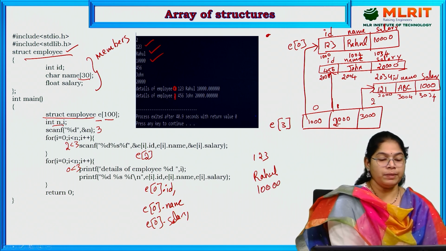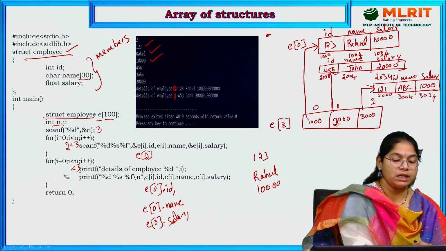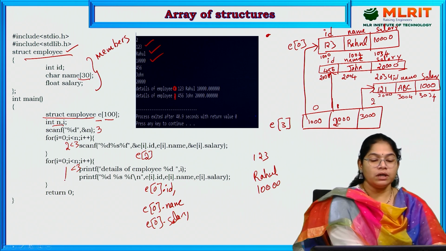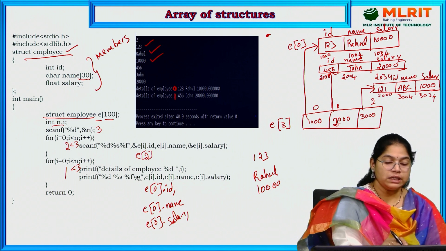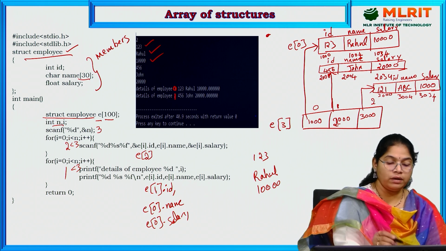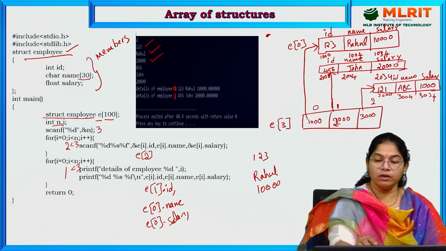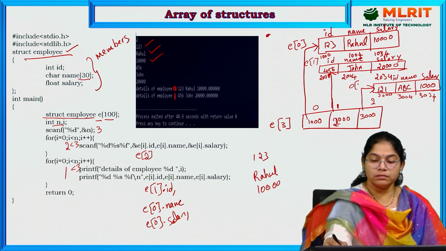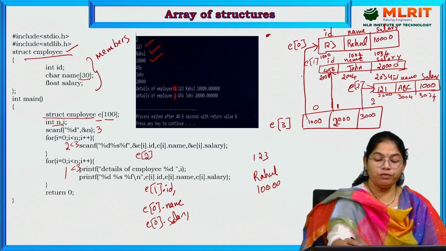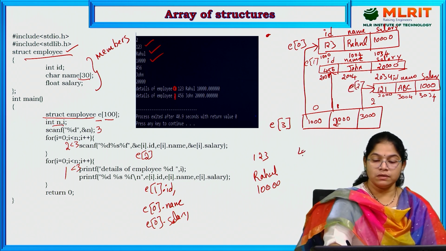Then again I plus plus, now I becomes 1, 1 less than 3, condition is true. Now I am going to print the details in E of I, the employee details which are stored in E of I. So here I value is 1, so E of 1 is here. E of 1 ID is 456.